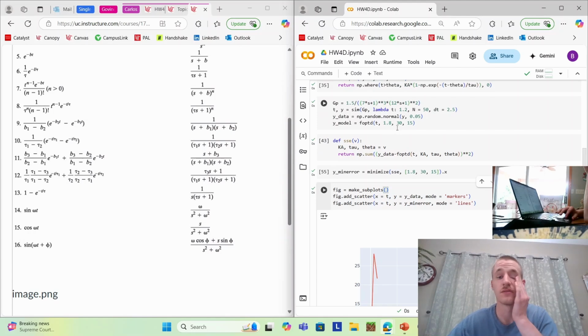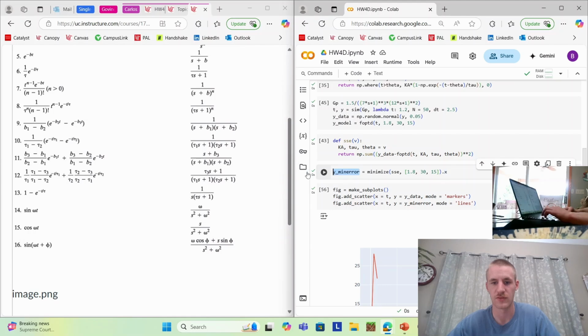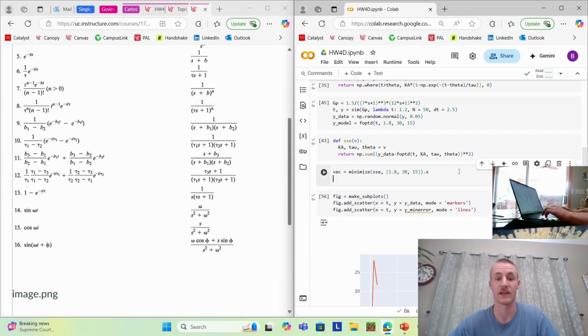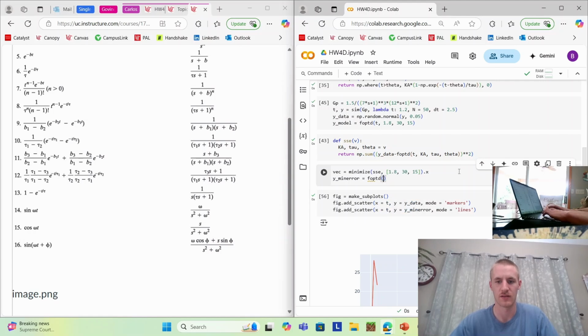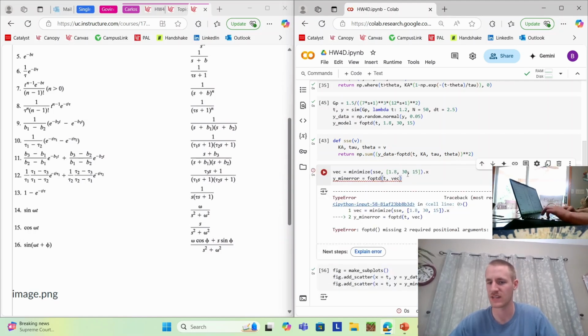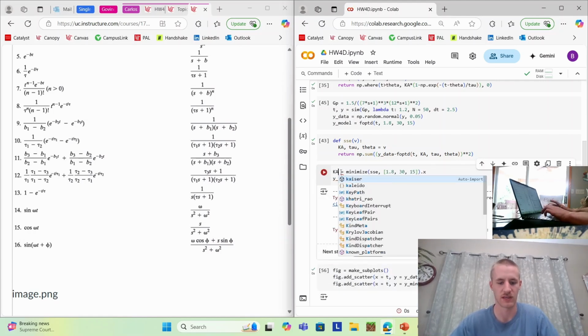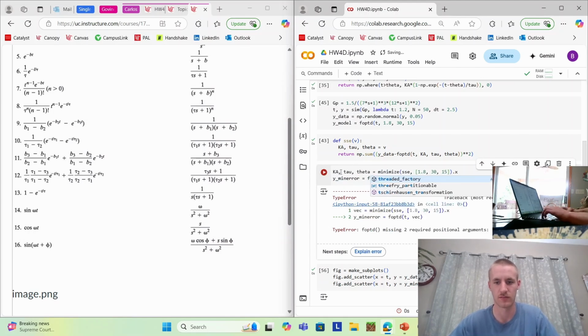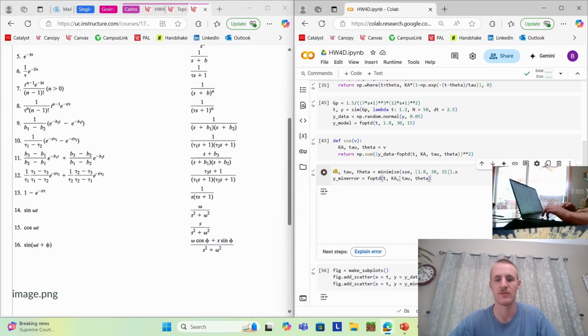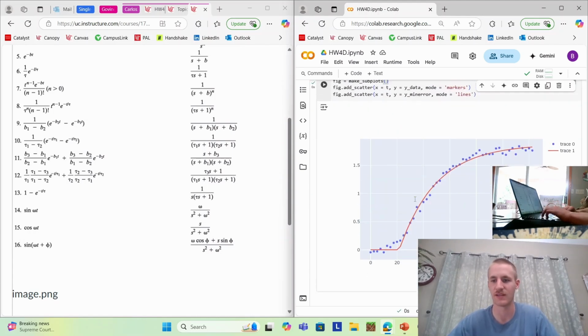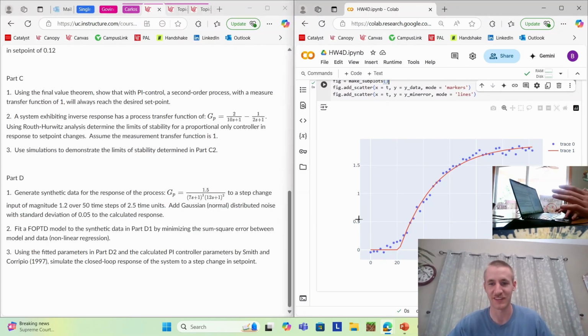Right, of course. So this will be a new vector. I did this wrong. And then we'll need y min error equals our FOPTD of time and that vector. Does that work? No. So Ka, tau, and theta. I was hoping I didn't have to write those out separately, but I think I do. So now we have our min squared error finally.